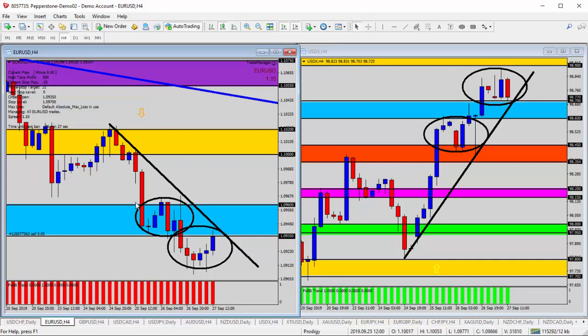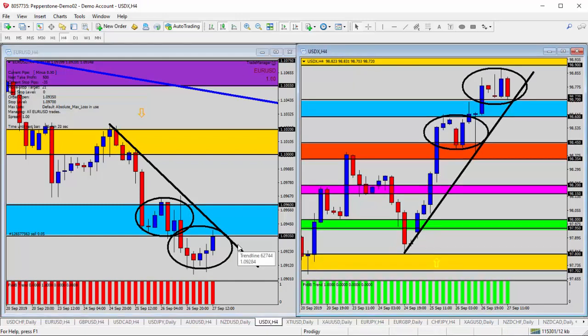And that's really, I think, the most consistent thing that we can see, and how we can use the euro dollar and the US dollar index to confirm a better chance of a profitable outcome. And isn't that what we're all looking for? The most likely chance of a profitable outcome.